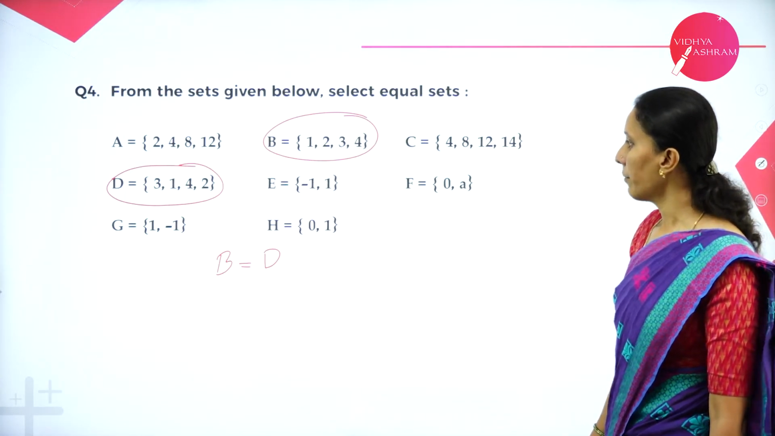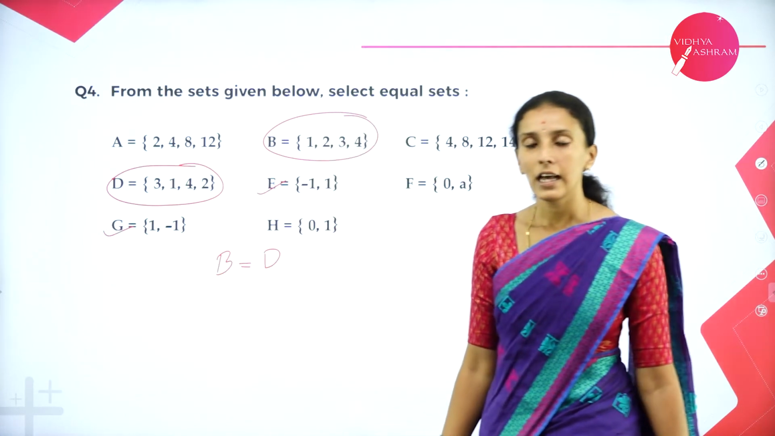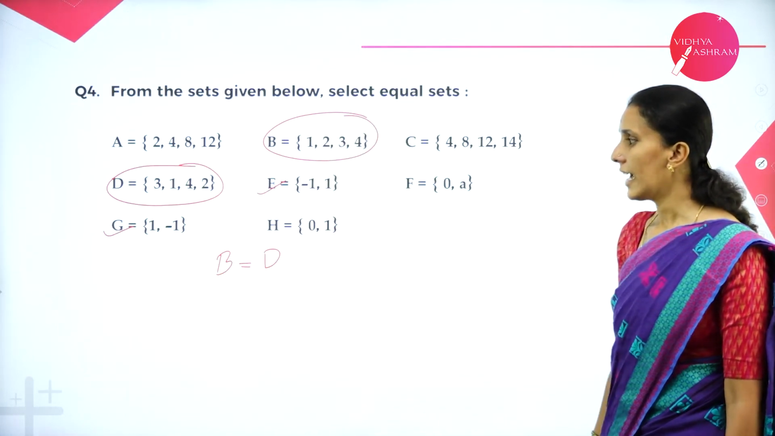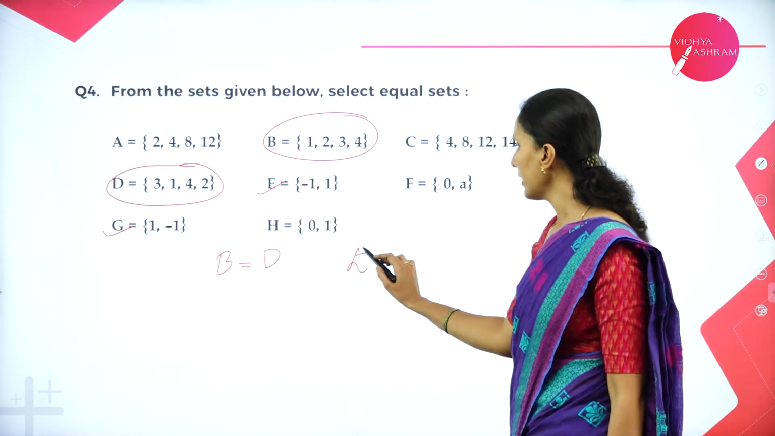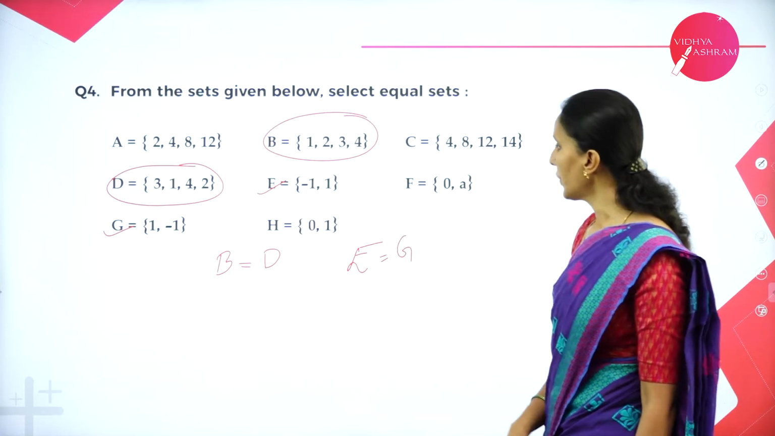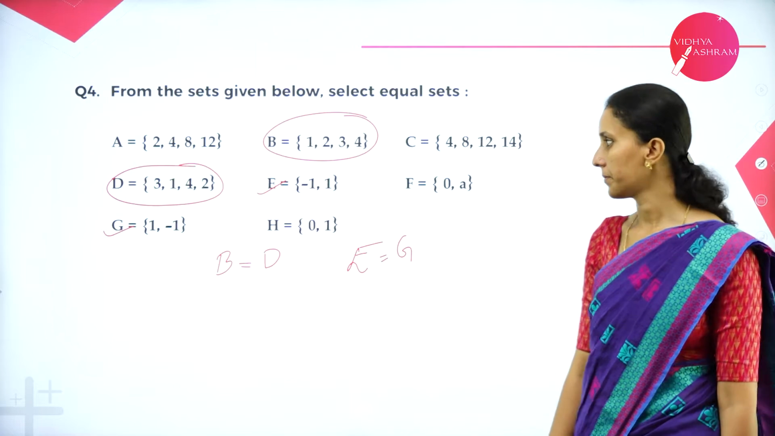Next, one more pair of sets is E and G. E has {-1, 1} and G has {1, -1}. So I can write E = G. Other than this, there are no other sets which are equal.